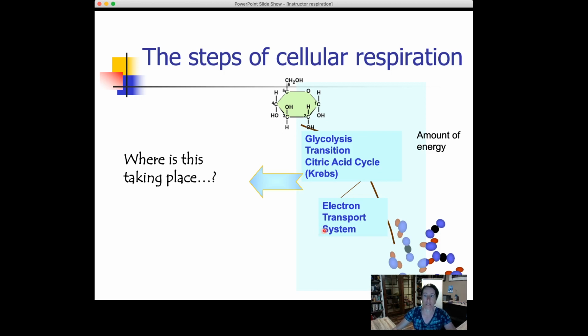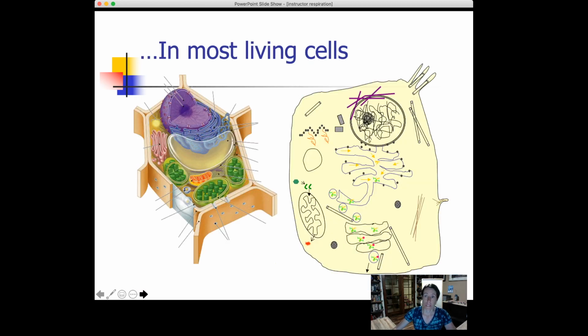Where do all these things take place? Pretty much all living cells do cellular respiration. Plant cells and animal cells. So plant cells do photosynthesis as well. That's why they have these chloroplasts, but they also have mitochondria. And mitochondria is where most of this happens. So there's a mitochondria in a plant cell, there's a mitochondria in an animal cell. So both of these kinds of cells are going to be doing cellular respiration. Everything needs to make ATP, so everything needs to be able to do this process.